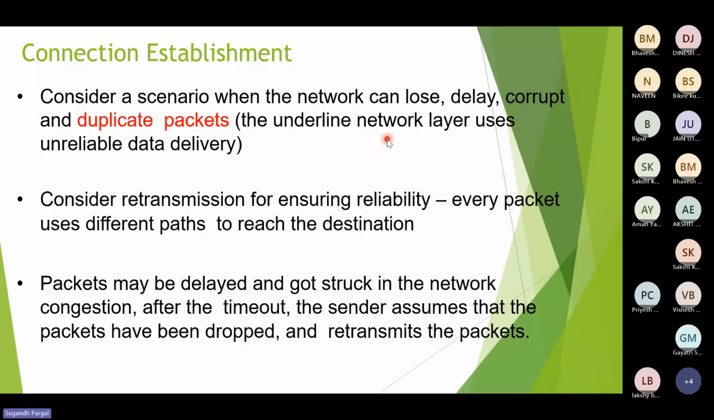So now the underlying network layer uses reliable data delivery here. We will see how we develop the connection establishment here. What we do is retransmit the connection request for ensuring the reliability. Every packet uses different paths to reach the destination. So the packet may be delayed and get stuck in network congestion. And after the timeout, the sender, as I said, assumes that the packets have been dropped and retransmits that packet.